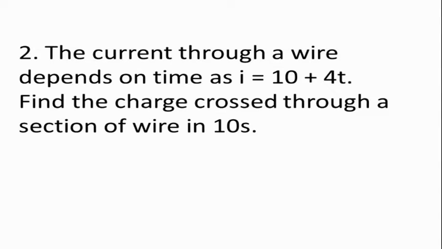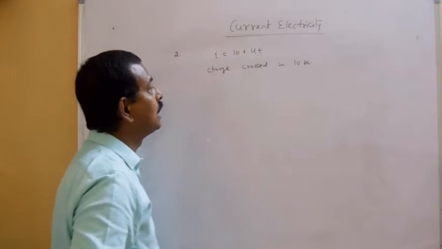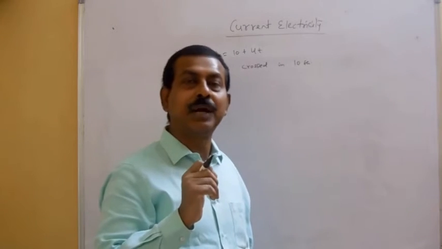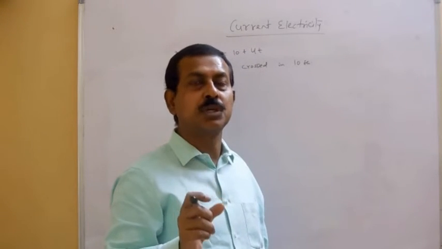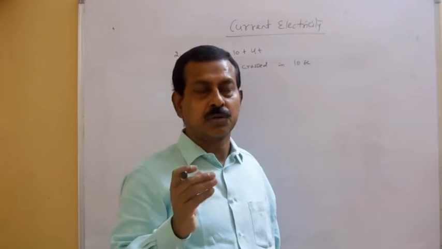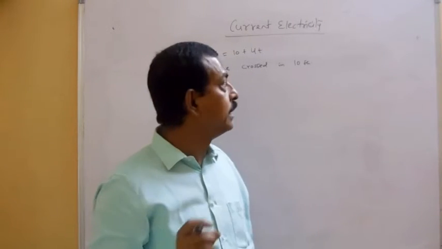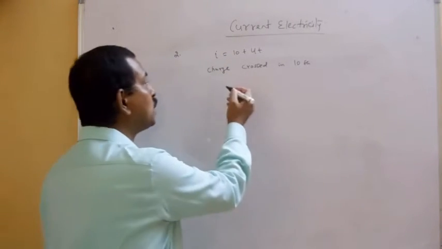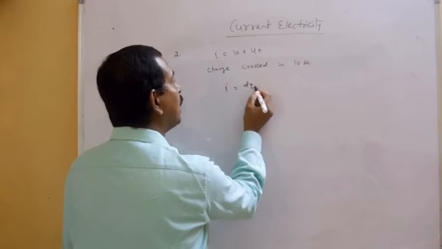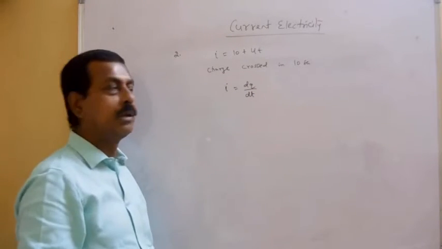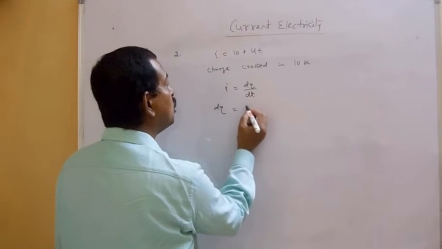The current through a wire depends on time as I equals 10 plus 4t. Find the charge crossed through a section of wire in 10 seconds. Current is given as 10 plus 4t. We have to find the charge that has flown through the given cross-sectional area of the conductor in 10 seconds. So we know that I is dq by dt, so dq will be I dt.